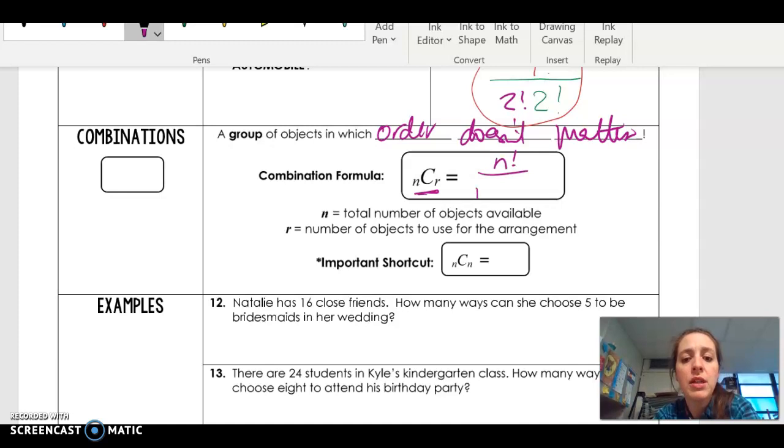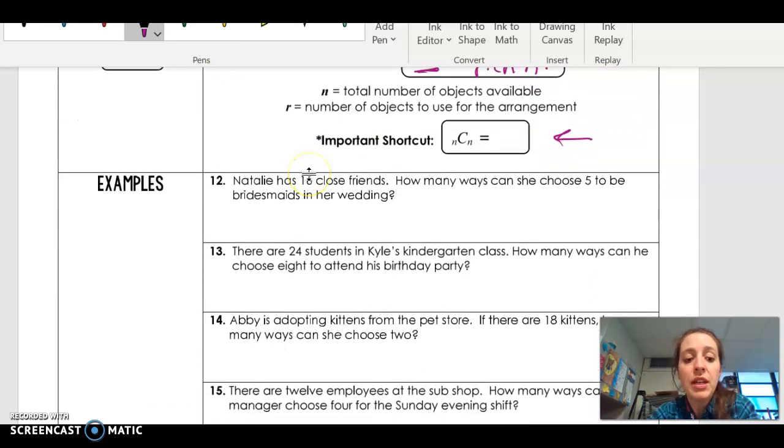So where this really comes from is there's our formula for a combination. Again, not something you need to memorize. Here I want you to try and come up with it. Can you figure out what this shortcut is if my R value is the same as my N value? So let's look at a couple of these examples.